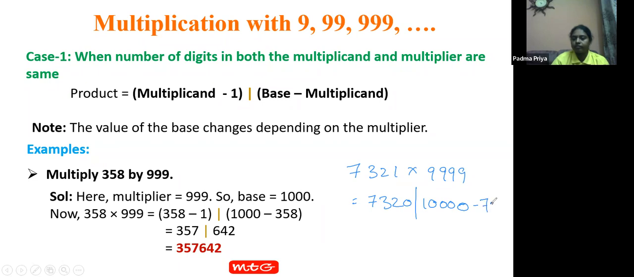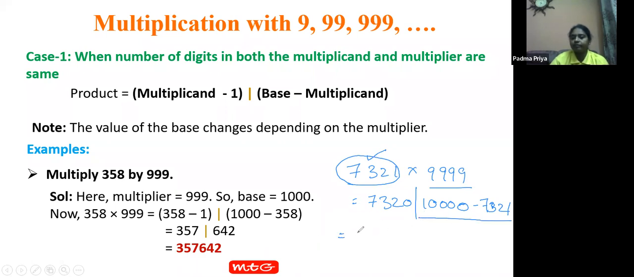Ma'am, 720. 720, where did it come from? Ma'am, 721. Where is 721? Ma'am, the multiplier. Where is the multiplier? Multiplier is 9999. 4 is multiplicand. Multiplicand is 7,321. Where is it 721? Ma'am, I said 7,320. Why is it 7,320? Is the multiplicand 7,320 or 7,321? 7,321. That you should tell. That is what I'm waiting for. 7,321 is the multiplicand. You did multiplicand minus 1, but I'm not asking to use the minus 1 part. You should use the multiplicand directly. Okay?